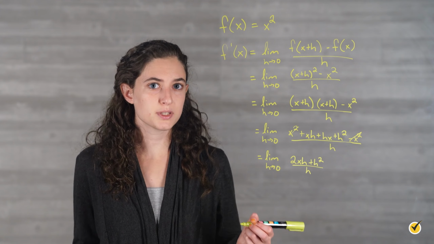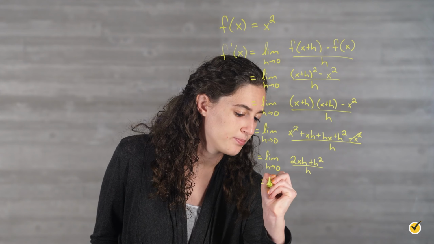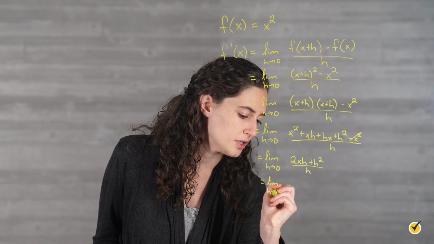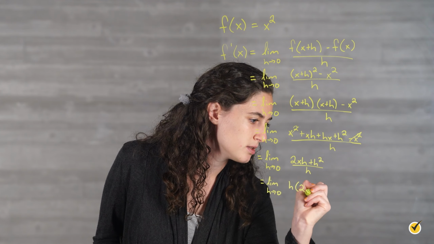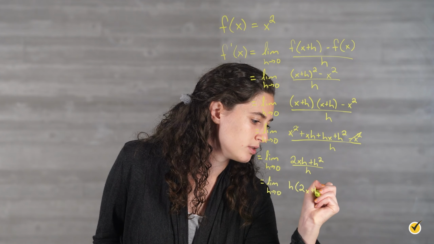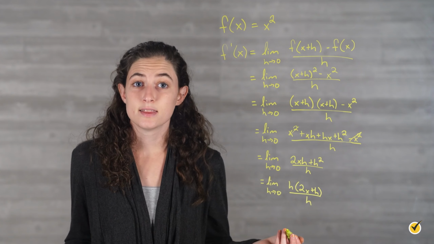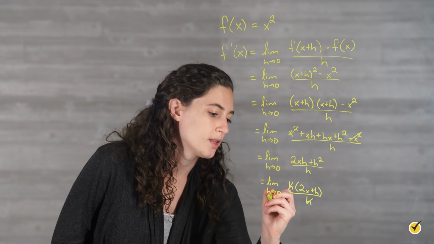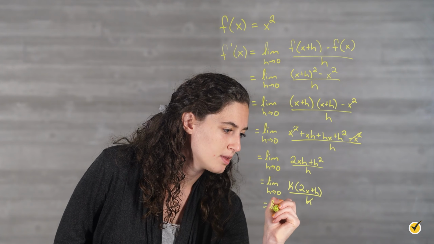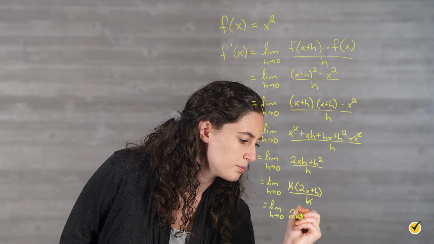Now from both terms in the numerator, we can factor out an h. So we'll get the limit as h approaches 0 of h times 2x plus h over h. This h cancels out with a 1 in the denominator, so we're left with the limit as h approaches 0 of 2x plus h.